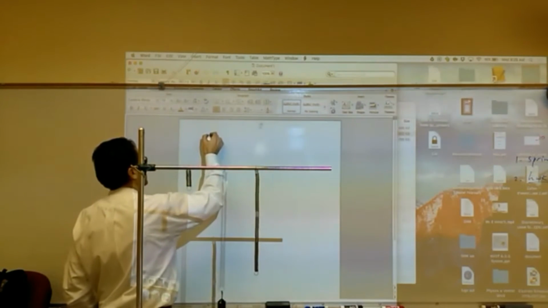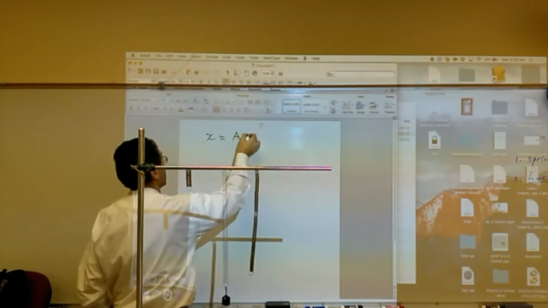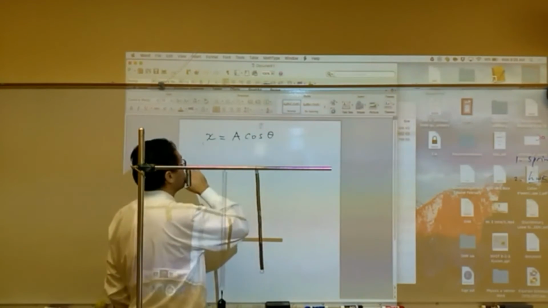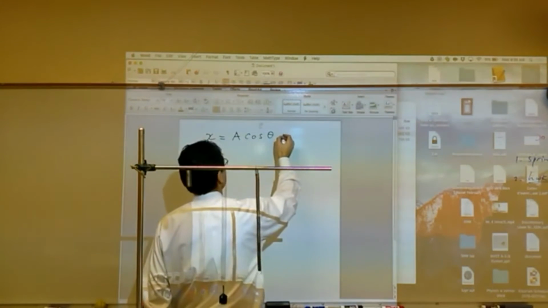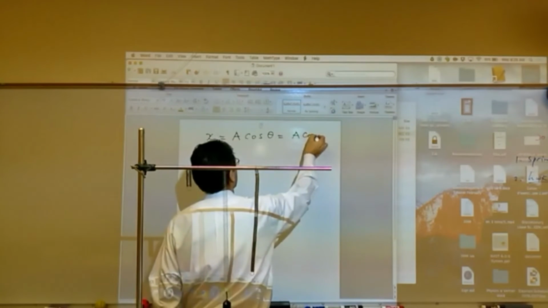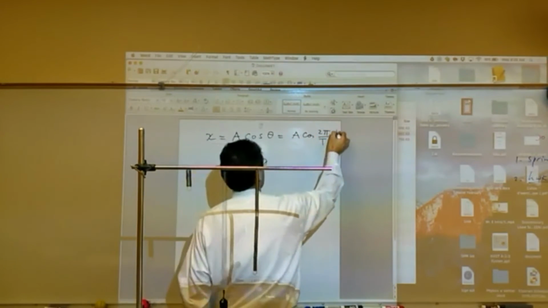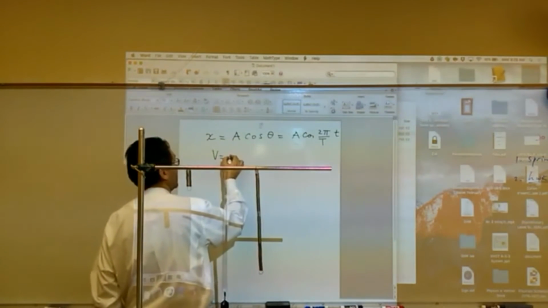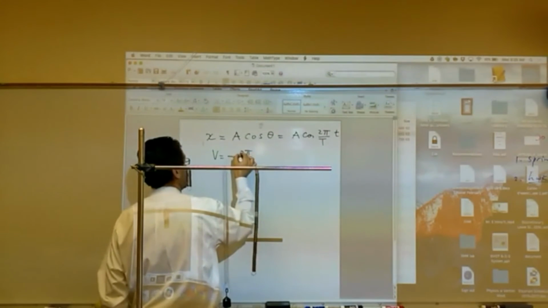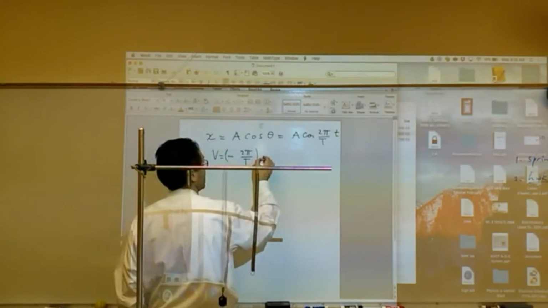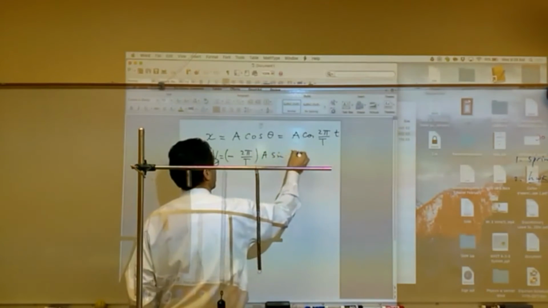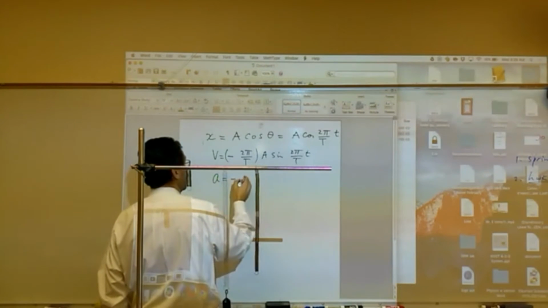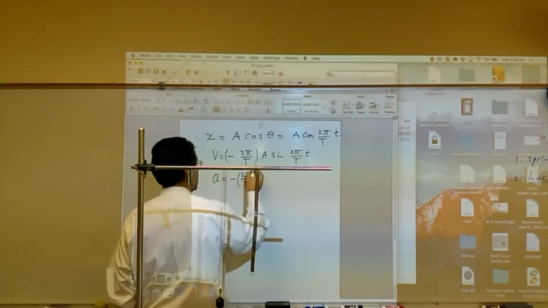Okay. The position equation should look something like this, cosine theta. Now, I'm not going to prove this because I don't want to spend too much time on this video. So this is basically going to be A cosine of 2 pi over the period times time. The velocity is going to be negative 2 pi over T, and you will learn this when you do calculus, right? A sine of 2 pi over T times t, and the acceleration is just going to be negative 2 pi over T squared.